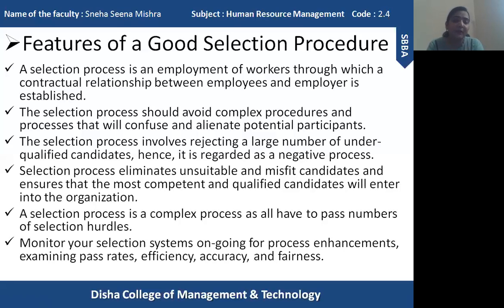Okay. The next point here says that a selection procedure is a complex process, as all have to pass a number of hurdles. So even if the selection procedure includes a very simple test, the inclusion of an excessive number of tests and interviews makes the process itself very complex. A candidate needs to go through around 10 types of tests, 5 types of interviews, so that makes it a little bit difficult for the candidate.